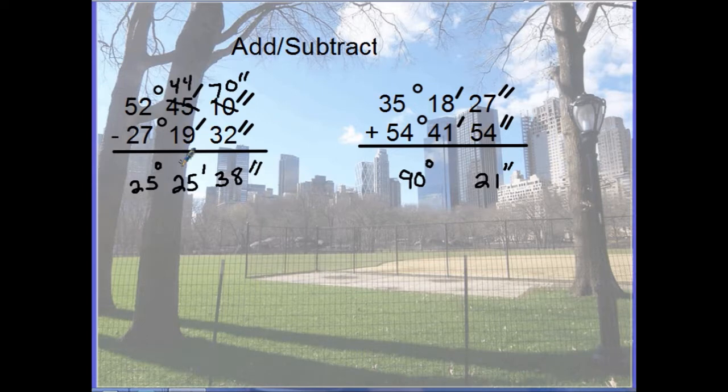For my second one, once I added here, that ended up giving me 81 seconds. That ended up giving me 59 minutes, and that ended up giving me 89 degrees. And I had to transfer them over by taking away 60 seconds, giving me 21, but making this 60 minutes. 60 minutes, I can transfer all of those over to give me 90 degrees instead.